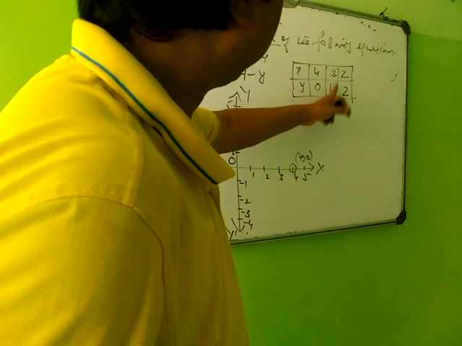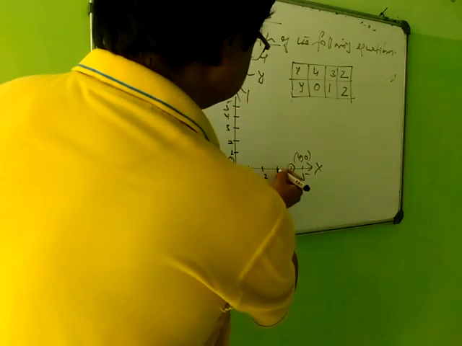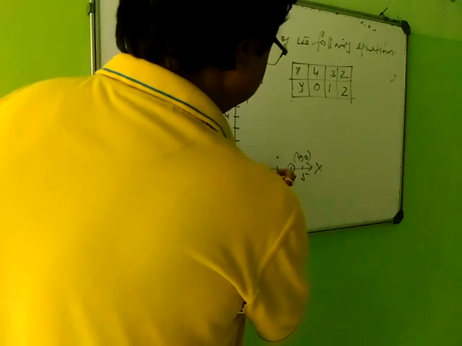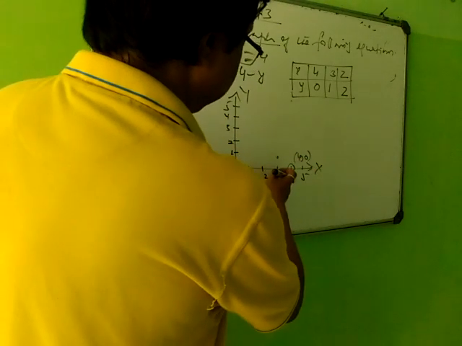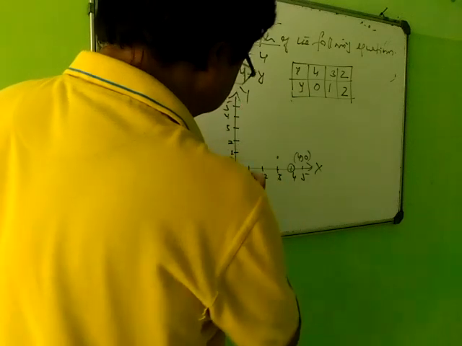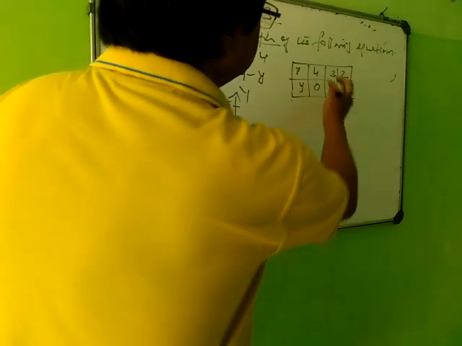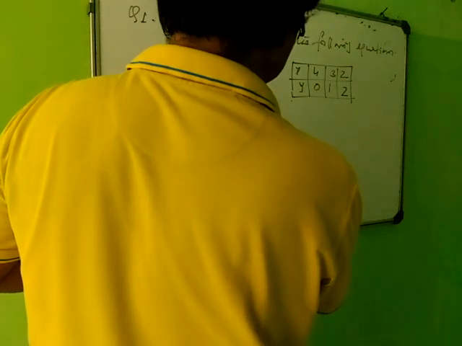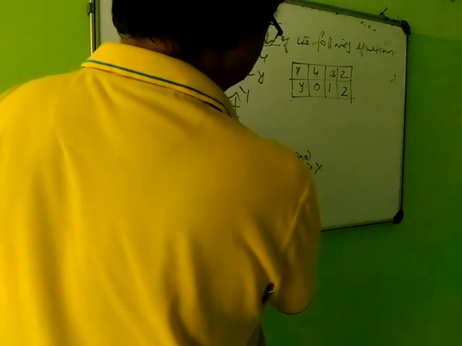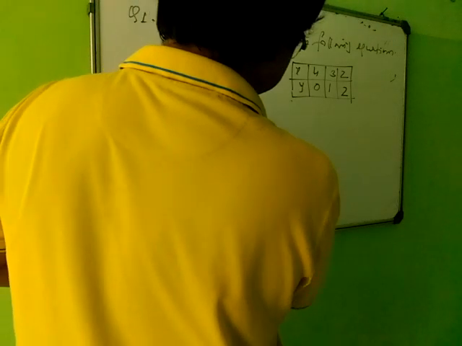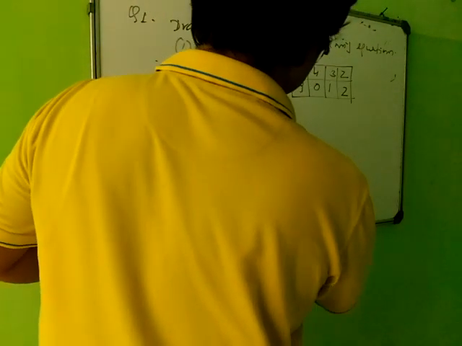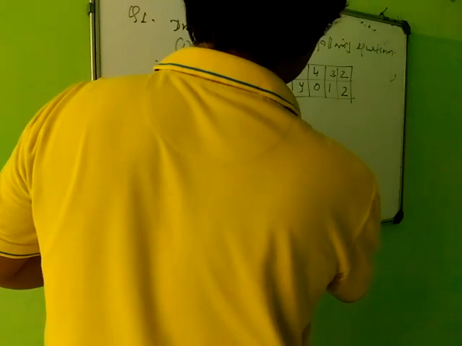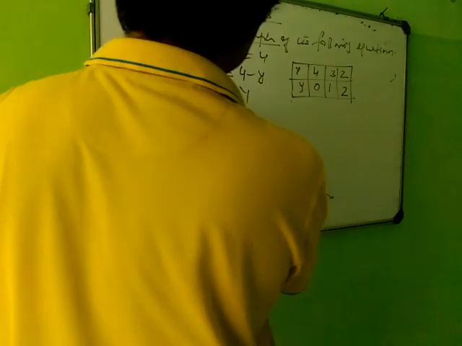Then 3 comma 1, x is 3, y is 1. X is 2, y is 2. So x is 2, y is 2. Then you join it, you will get a straight line like this. And all these points you will name it 3 comma 1, and it is 2 comma 2, and you will have to mark the arrow.